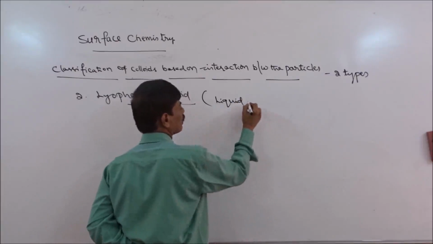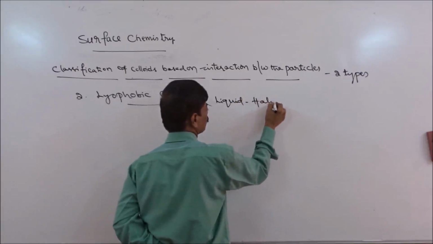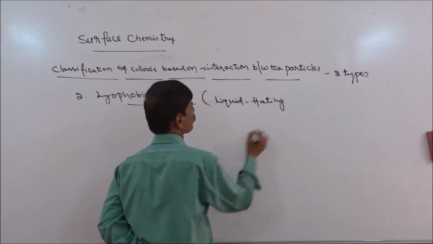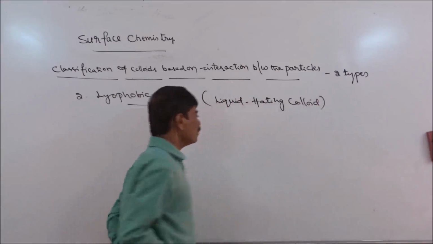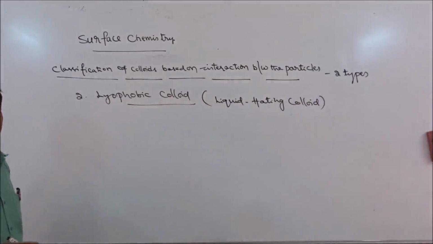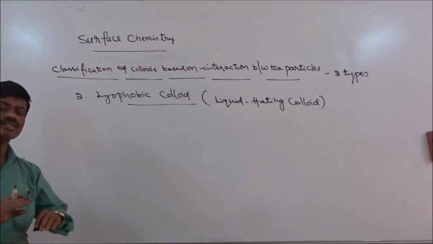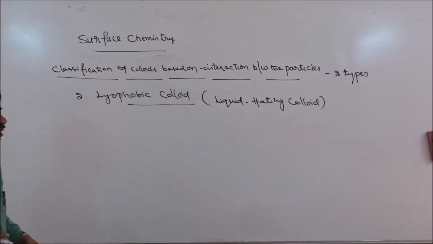So they can be called as liquid hating colloids. Means both the phases repel or hate each other. Means there is no attraction between them. That is the meaning. Now let us see how it is formed.